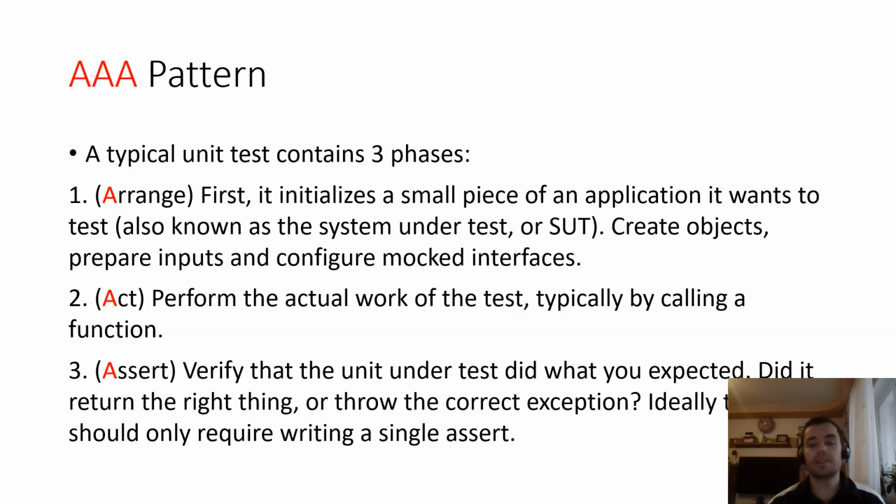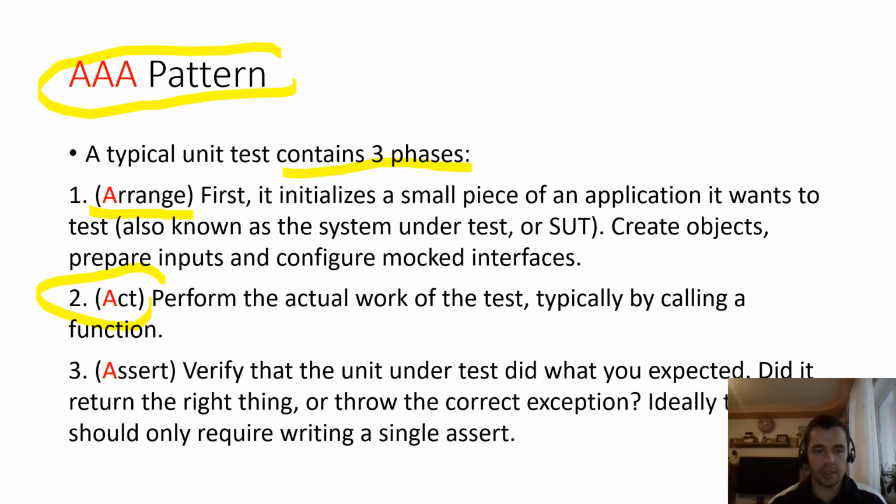A good unit test follows the AAA pattern. It contains three phases. The arrange: first, it initializes a small piece of an application, the system under test, and for example, creates objects, prepares inputs, and configures mocked interfaces. Then we have the act. This is where we perform the actual work of the test, typically by calling a function, and the assert, where we verify that the unit under test did what you expected.